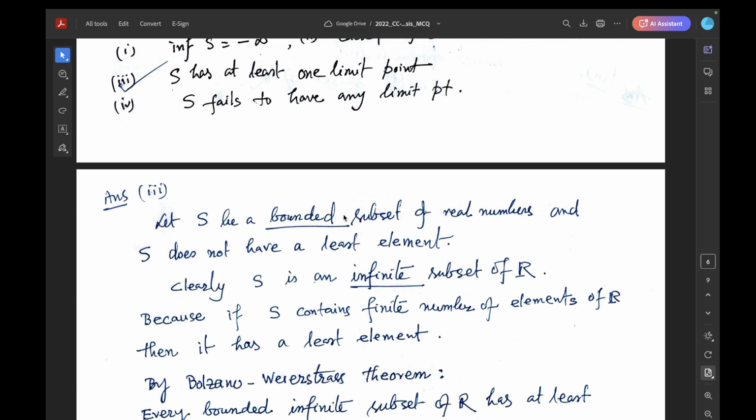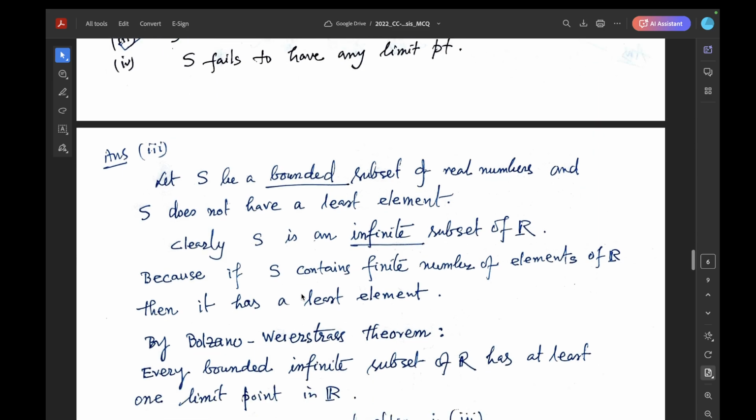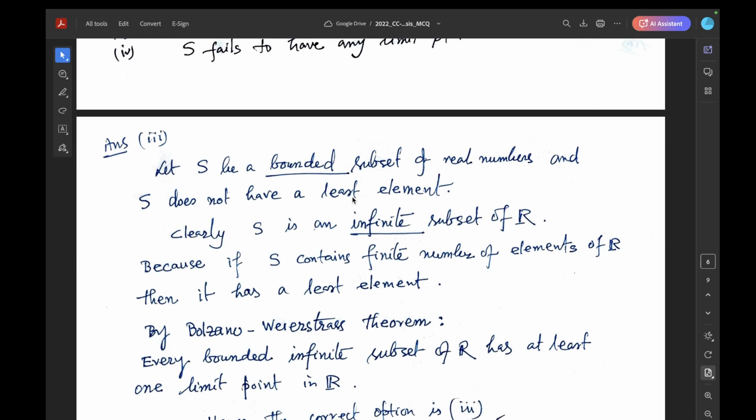Let S be a bounded subset of real numbers, and S does not have a real least element. Clearly, it is a bounded set but has no least element. So clearly, S is an infinite subset of R.